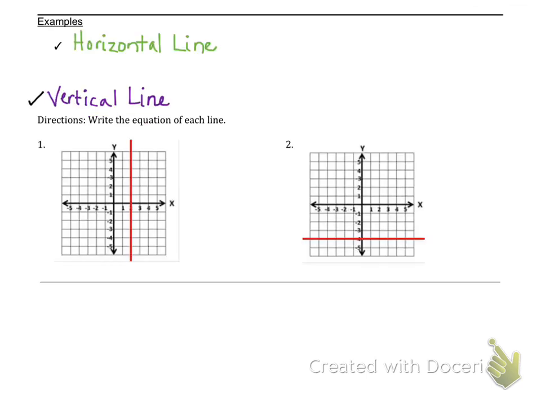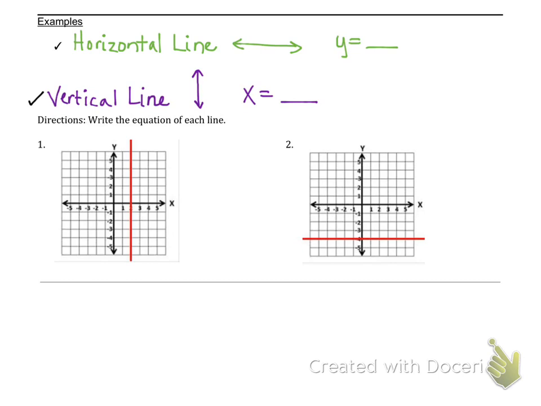So we're going to be talking about two different lines. We have horizontal lines and we have vertical lines. A horizontal line, the graph of the line will go from left to right like this, and the equation of the line will be written like this: y equals, and then whatever the number is. Now if we take a look at vertical lines, they go up and down, and their equation of the line will be x equals and then a number.